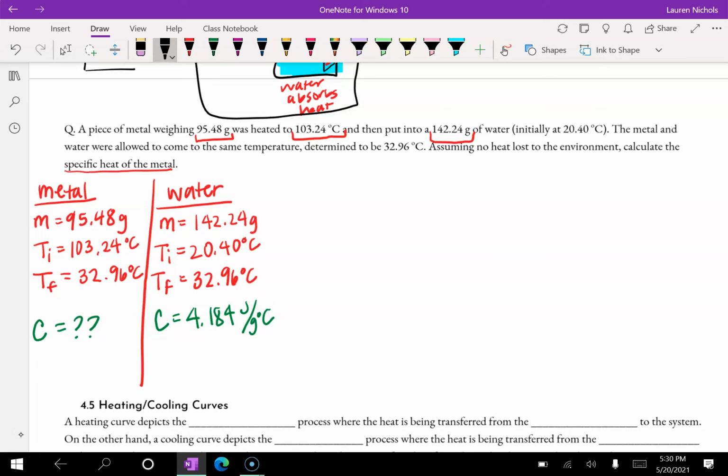So step one, when we want to solve this, is our goal, in order to figure out what C is, we have our mass, we have our temperature, we can actually calculate our delta T, but we have to know what Q is as well because we're going to have too many missing variables.